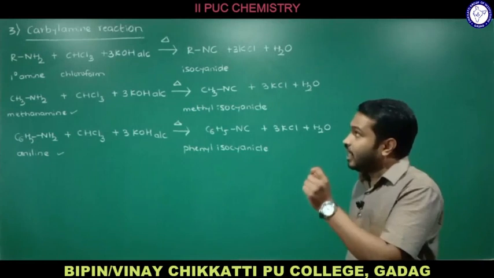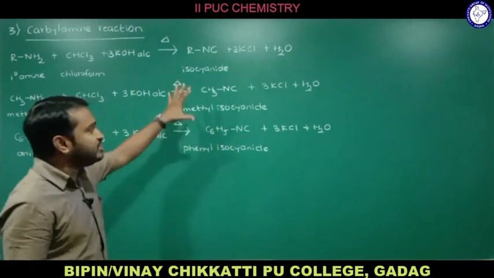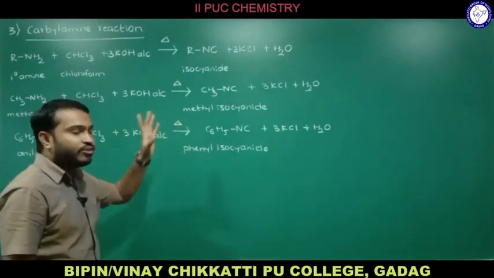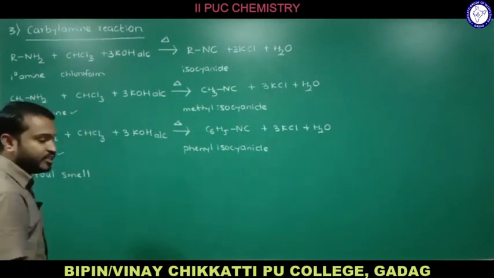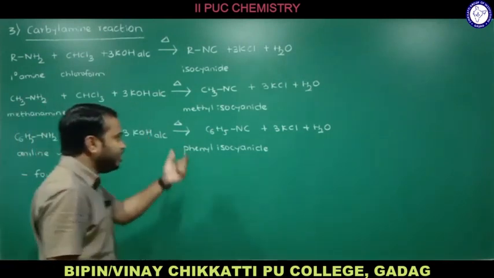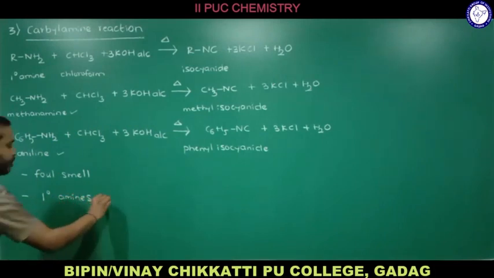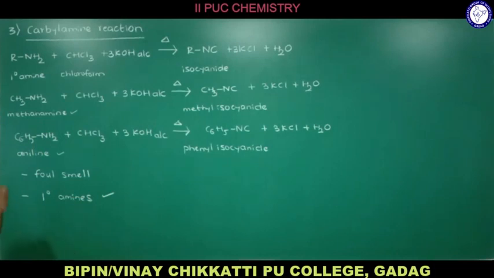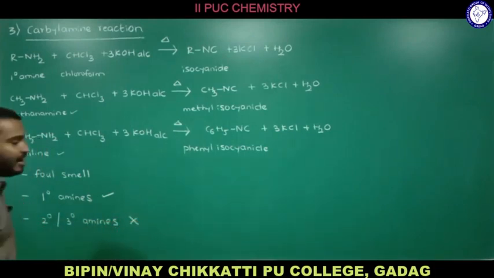And we have a particular characteristic property of these isocyanides. Remember that isocyanides, you can call them carbylamines, have a characteristic property, and that property is a foul smell. If you consider the odor of the isocyanides formed, it is a very bad smell. But remember, this carbylamine test is only for primary amines. So primary amines give a positive test for the carbylamine reaction, whereas secondary or tertiary amines do not undergo the carbylamine reaction.